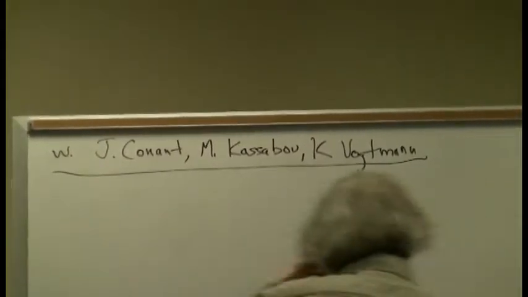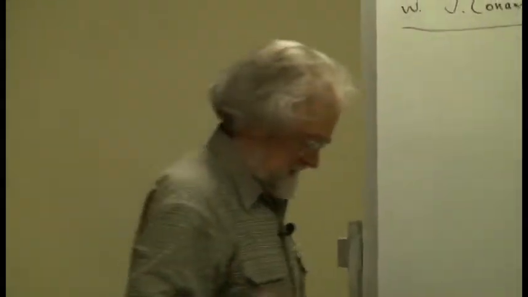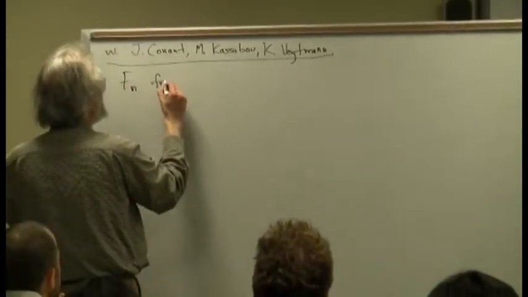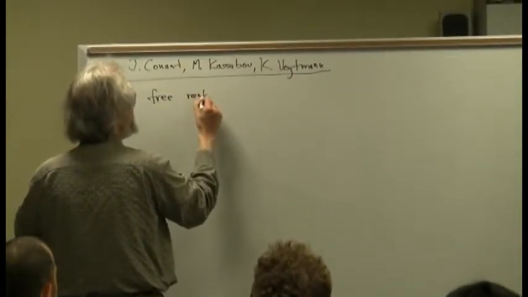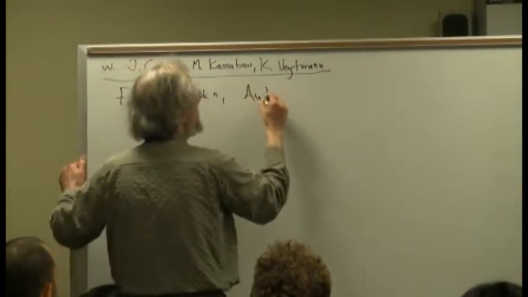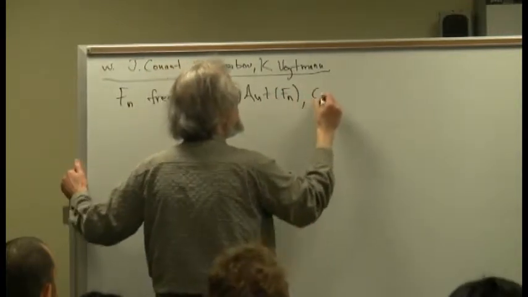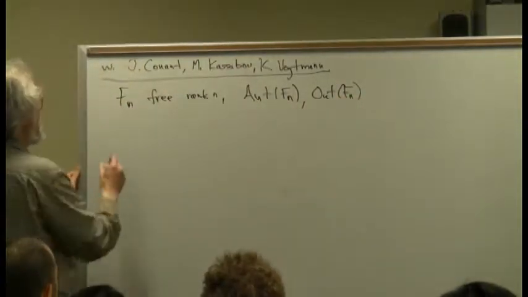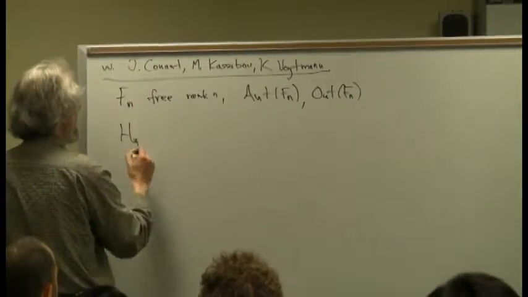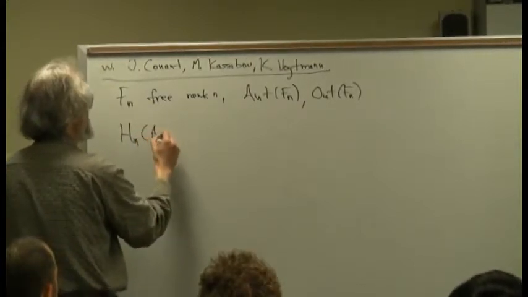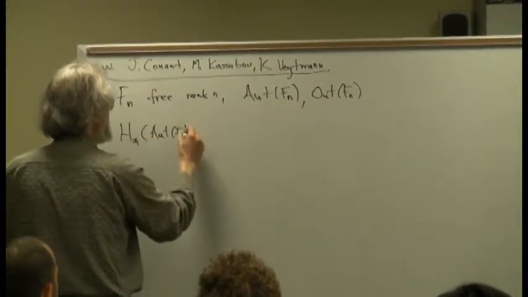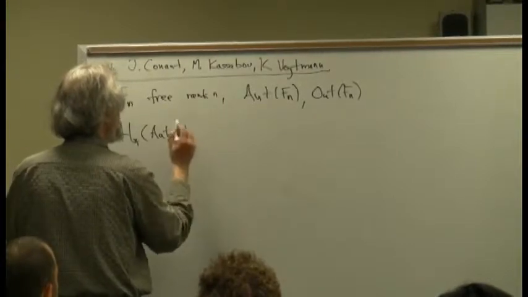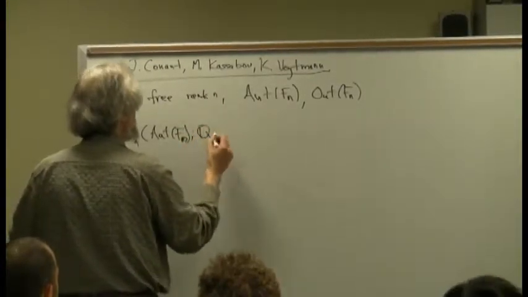So the basic problem is to see what can be said about the homology of the automorphism group of a free group. So Fn is going to be the free group of rank n. And then it has an automorphism group and an outer automorphism group, a quotient by inner automorphisms. And the problem is to compute the homology of these groups. And this is all going to be rational coefficients throughout the talk.